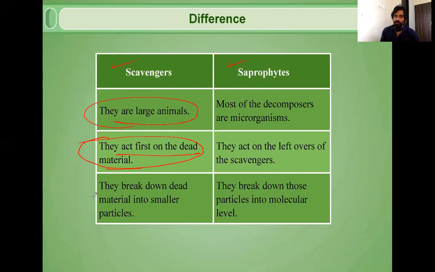Okay, look what happens. Scavengers break down the flesh into small parts. If this is the flesh, the scavenger will break it down into small parts, and then it will eat, right? But if you see saprophytes, what they do is convert it into a molecular level. It's some sort of solution that they create, and they will drink it, in a sort of way, right?